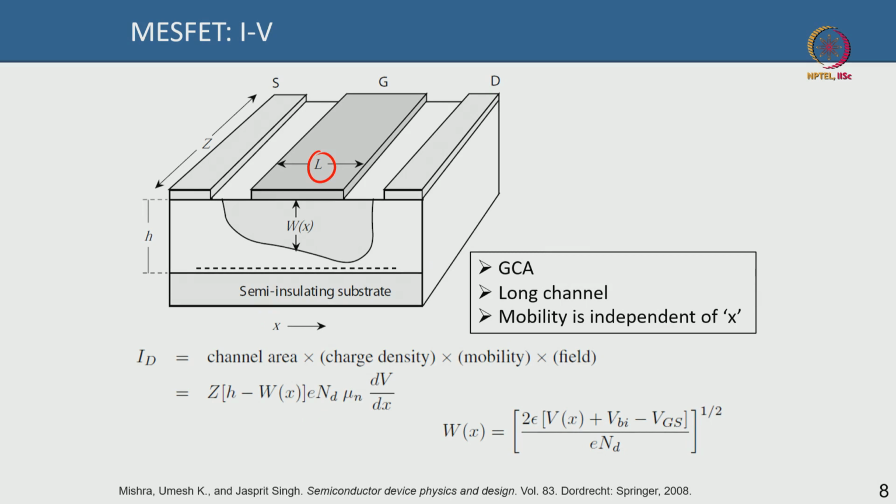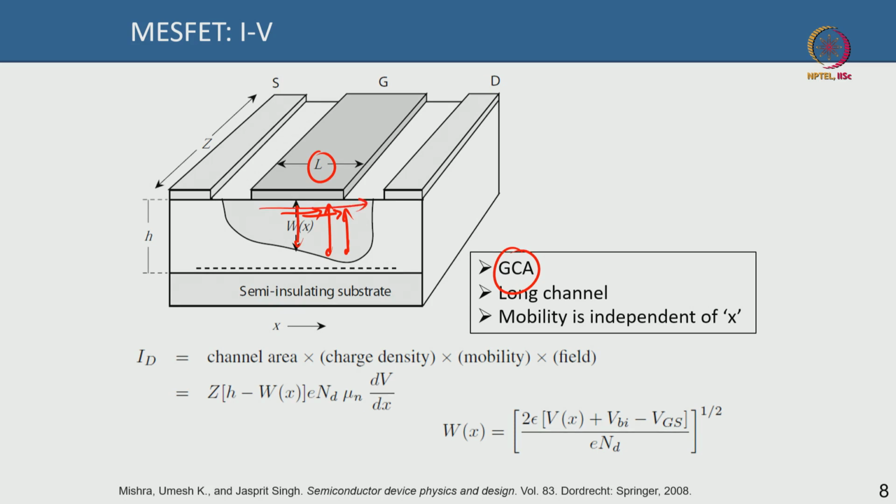In a long channel device you can use GCA, which is the gradual channel approximation. The gradual channel approximation says that the field will vary gradually along the channel. Essentially it is a long channel device where mobility is independent of x. In this image they are considering this direction as x. So you are using the gradual channel approximation where the field is varying gradually across the channel length here.